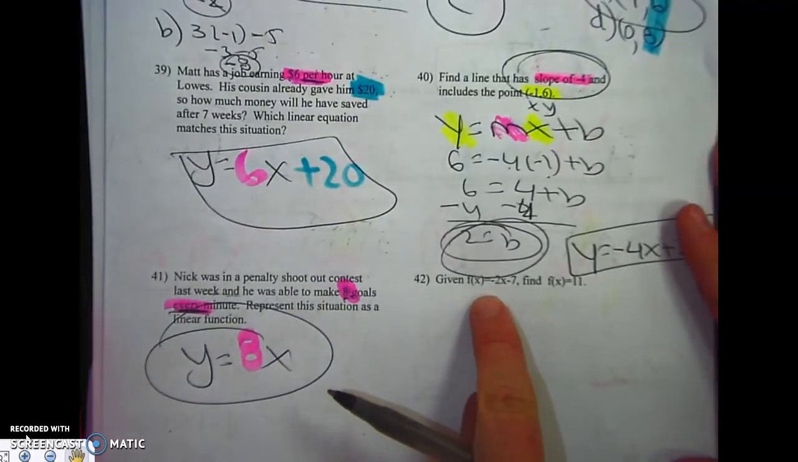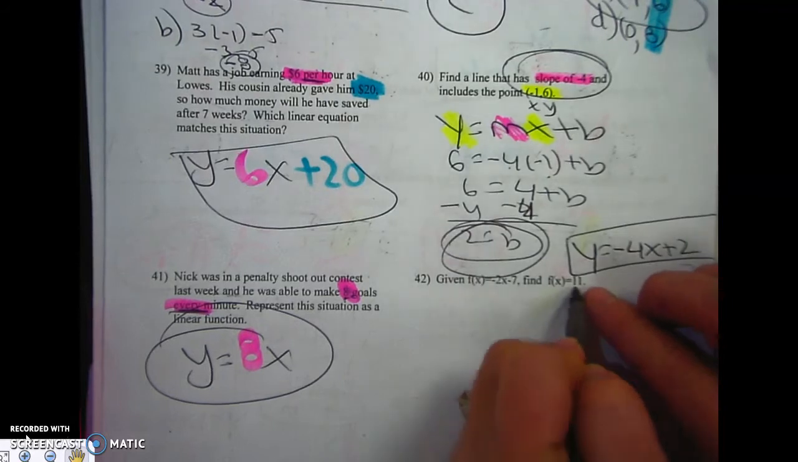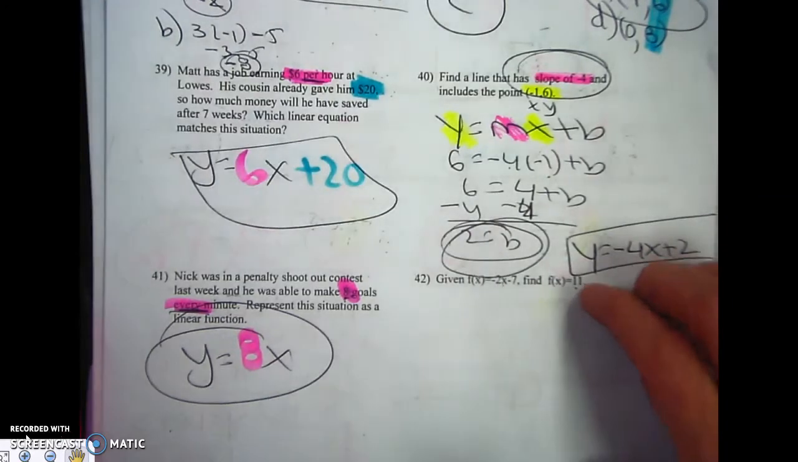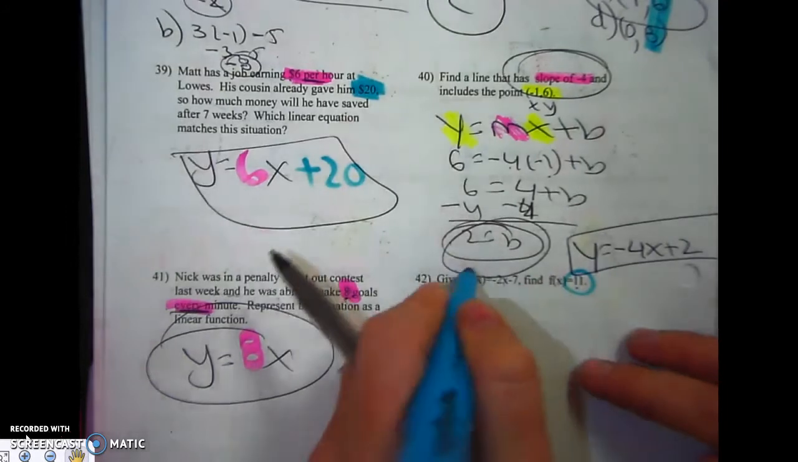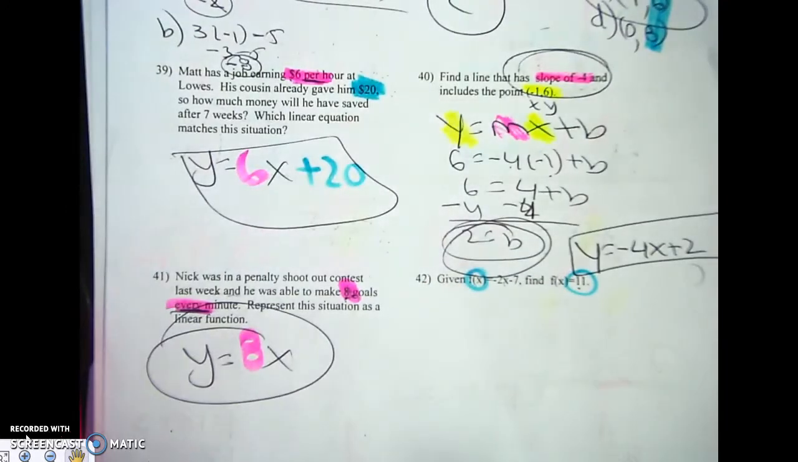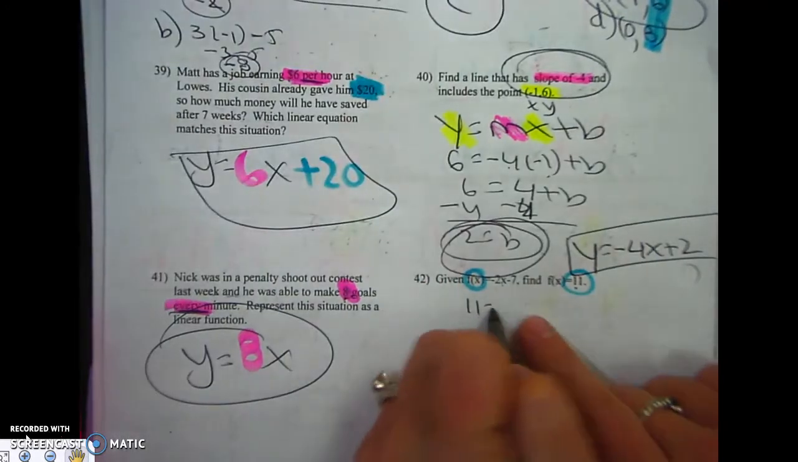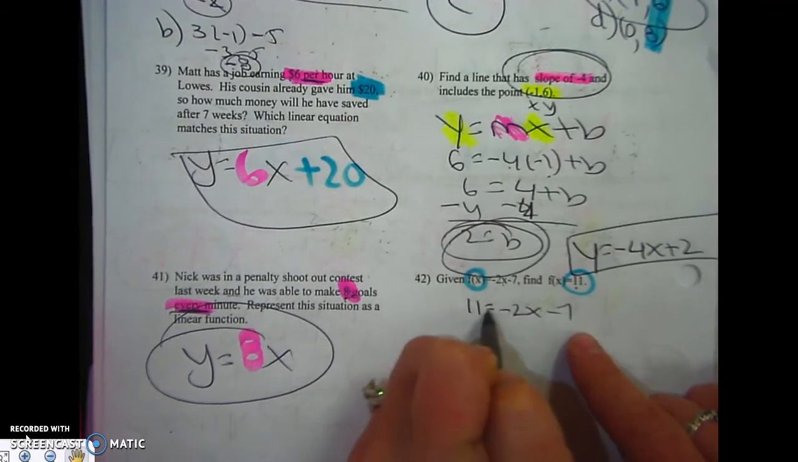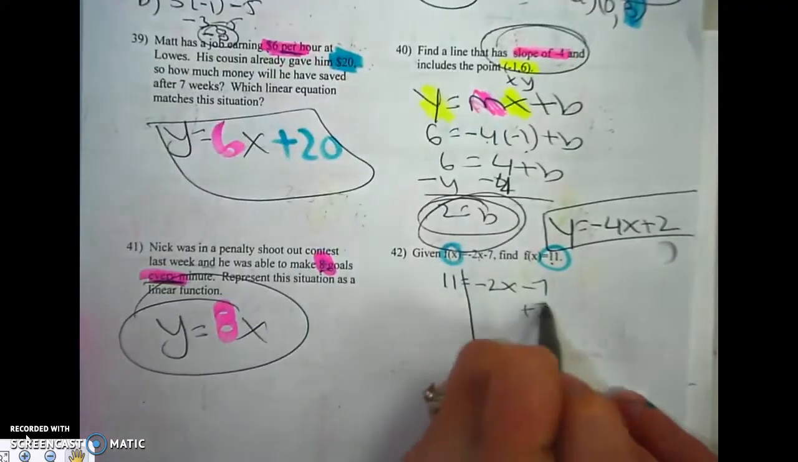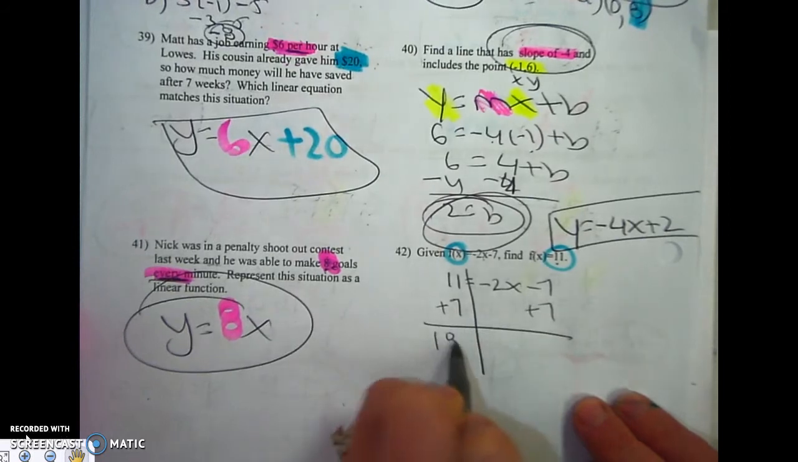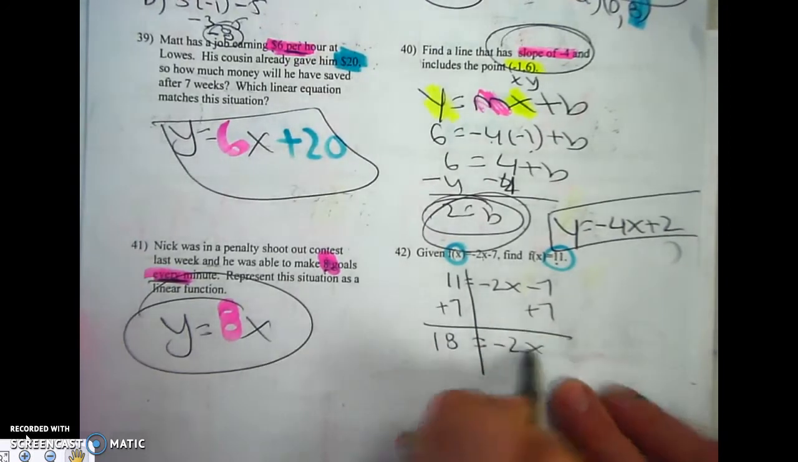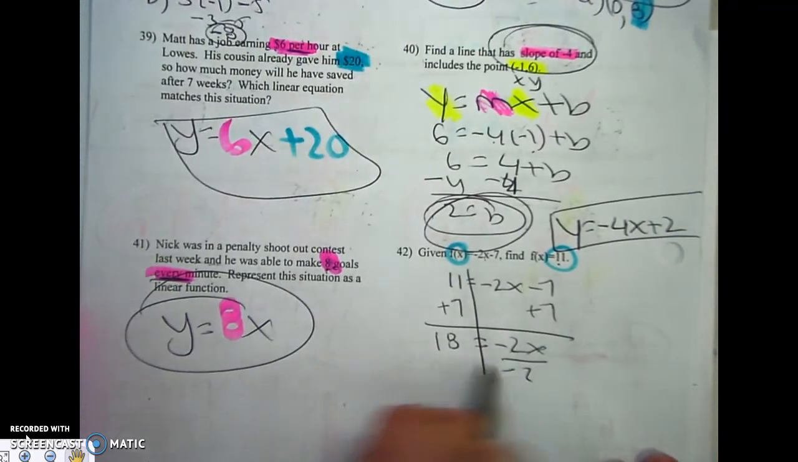This one is the most difficult. This one, I'm not asking you to put 11 in for x. I'm asking you to put 11 in for f of x, or y. So you're going to go 11 equals negative 2x minus 7. Draw a line. Opposite. 2 is touching. Touching means multiply. The opposite is divide.